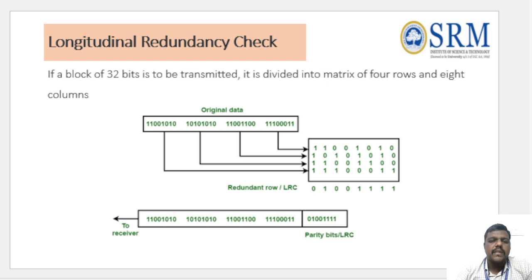Okay, so here is an example for this. If a block of 32 bits is to be transmitted, it is divided into a matrix of 4 rows and 8 columns. So we have 32 bits of data to transfer.